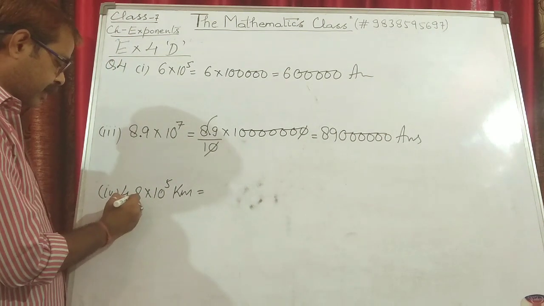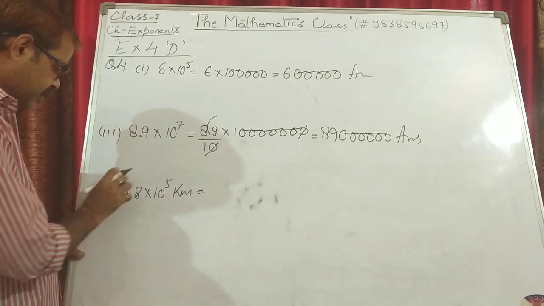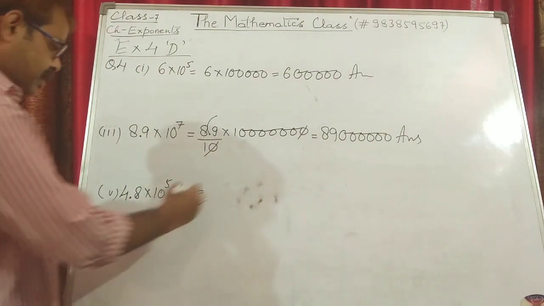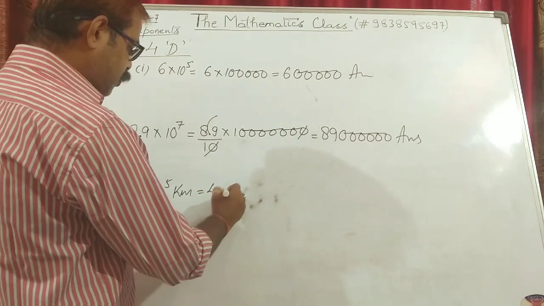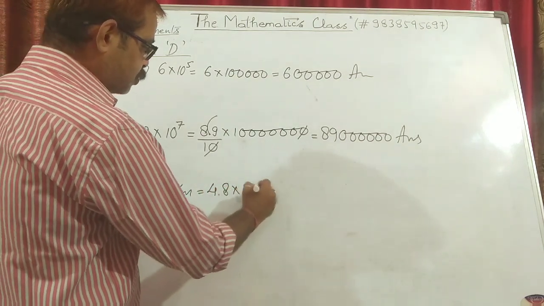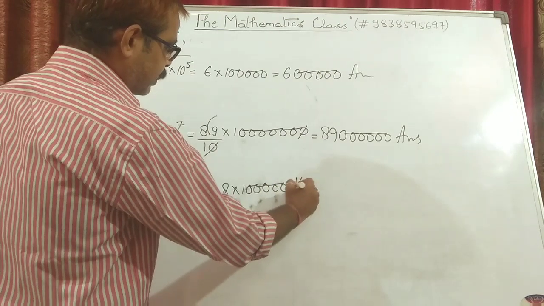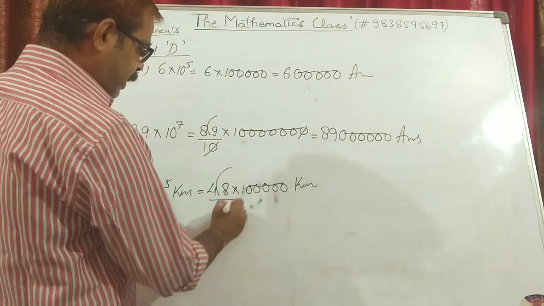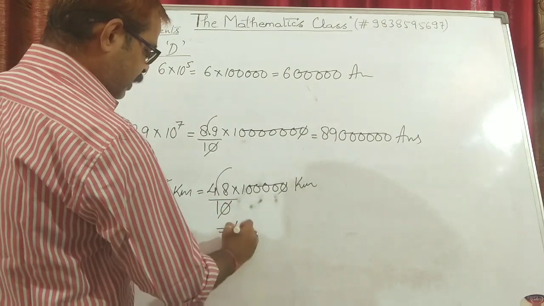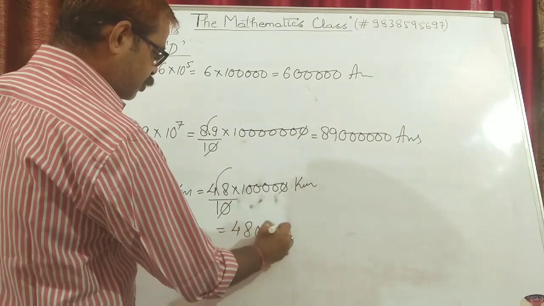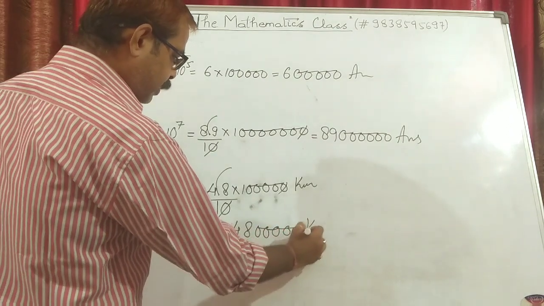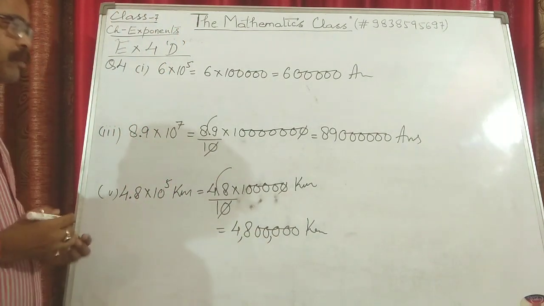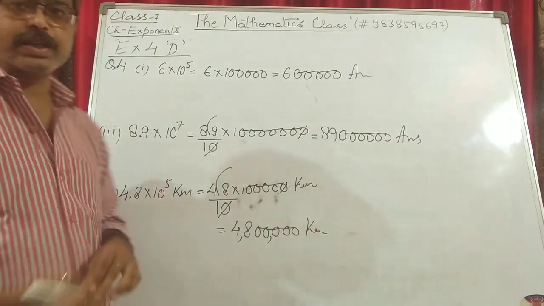Next, fourth part is 4.8 into 10 to the power 5. Now this can be written as 4.8 into 1, 2, 3, 4, 5 zeros kilometers, and when you remove this decimal, it will be divided by 10, 0 and 0 cancelled. So final value is 48,00,000 kilometers. So this finishes your exercise 4D.